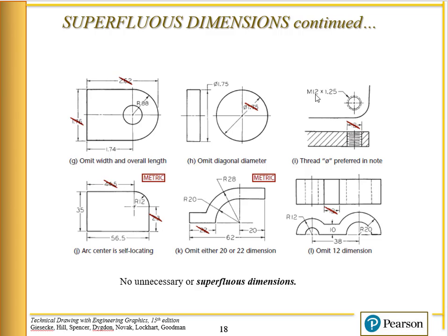In this case, we have a threaded hole, so we don't need to say what the diameter of the threaded hole is. The diameter is specified in the thread callout. This one right here, we have this overall length dimension, and then we have a radius. If we have this one and this one, it tells us what this dimension is. Or if we had this dimension and this dimension, then we don't need this one. That's called double dimensioning. So again, be very careful when you're creating your drawings not to have superfluous or double dimensions. It's very important. I will take points for those things.